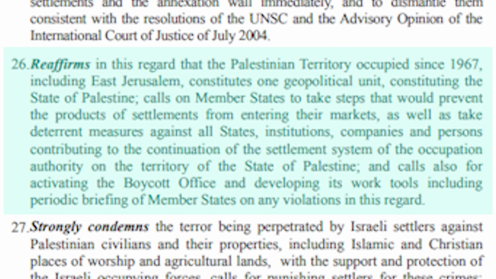Reaffirms in this regard that the Palestinian territory occupied since 1967, including East Jerusalem, constitutes one geopolitical unit, constituting the State of Palestine.